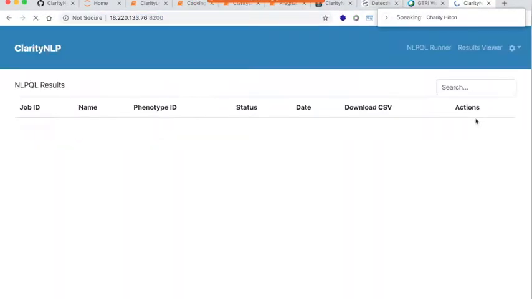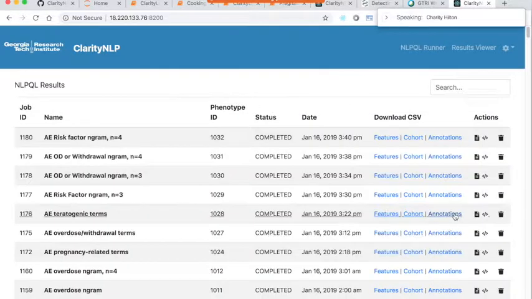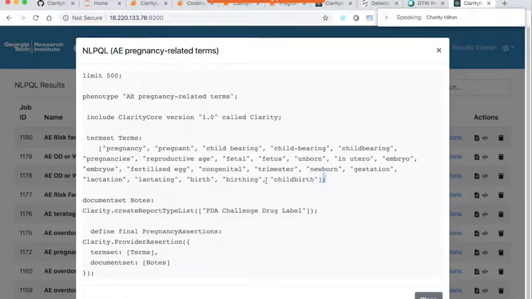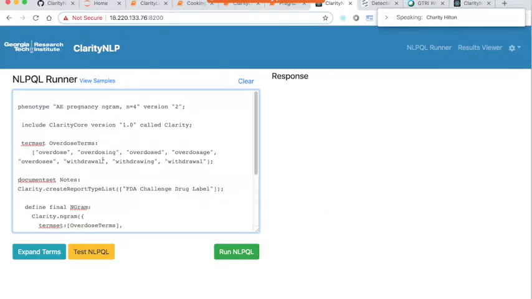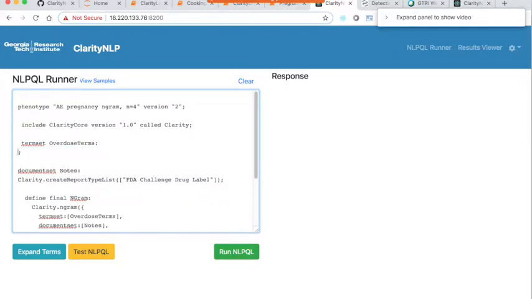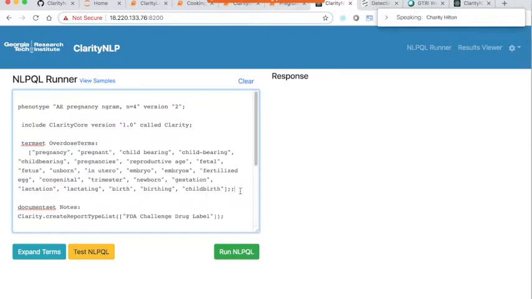So if we go back to our term list, then we can sort of tie it all together and see how we can do this completely with Clarity. So we got our pregnancy-related terms, and we'll copy those in. And then while this is running, I'll go on and talk about some other things. So here's that.